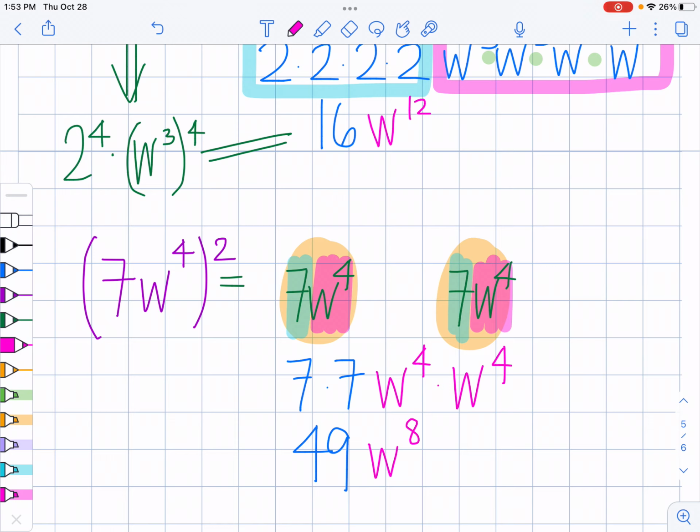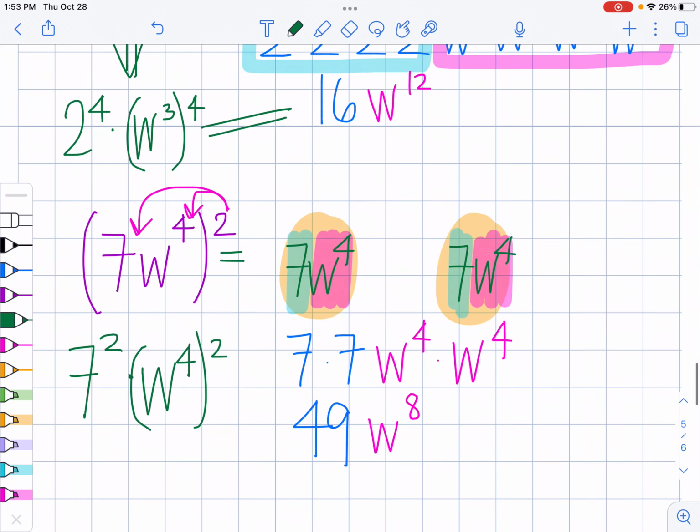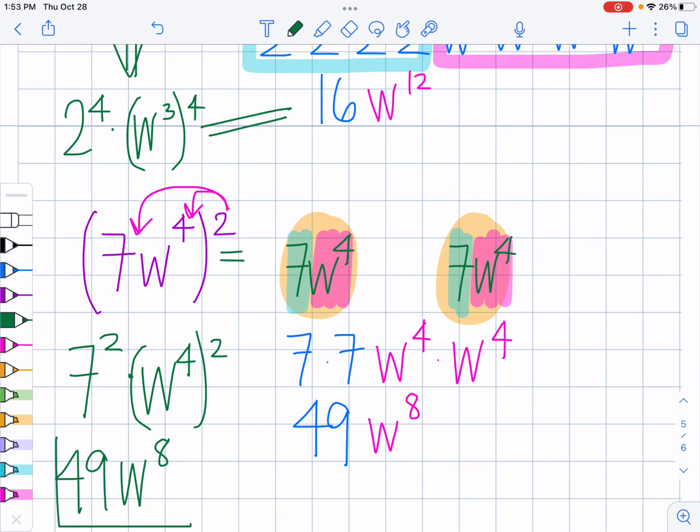If I use my shortcut rule, I bring this in here, distribute this 2, and I multiply. So this becomes 7 squared times w to the 4th squared, which gives me 49 w to the 8th.